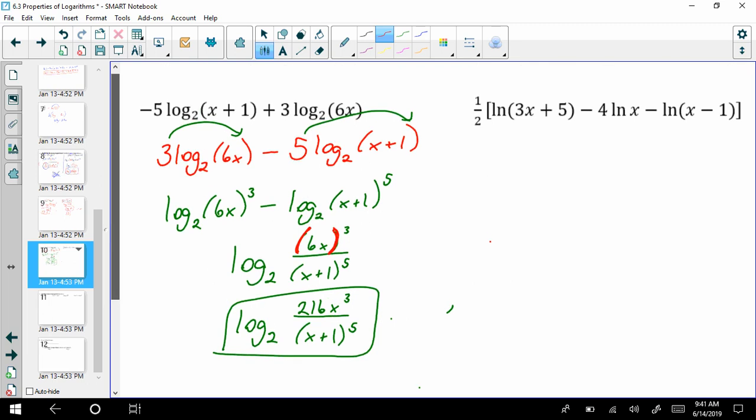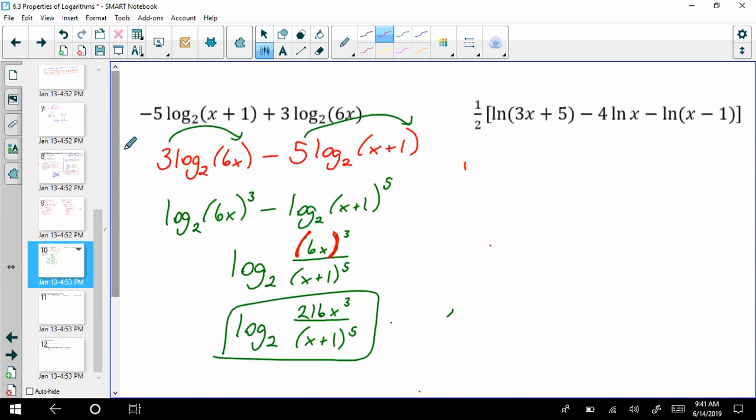Okay, and the last one here. For now, we're going to come back to this 1/2. For now, let's ignore it and work on the inside. So there is an exponent to move. I'm going to just write it up here. So that will be natural log of x to the 4th. So when I condense this, I'm going to have natural log. Between the first two guys is subtraction. So that should be 3x plus 5 divided by my x to the 4th.